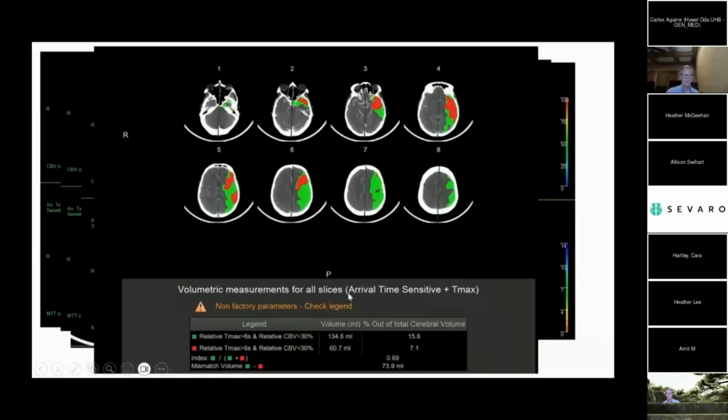What's kind of interesting is, as opposed to Rapid and Rapid AI and Viz, which use a relative CBF of less than 30% to show the core infarct, they use a relative CBV of less than 30%. So again, they're using a different parameter than the other vendors, which is perfectly fine. But it just shows you how things can vary and that you can use different parameters to get the information you need.